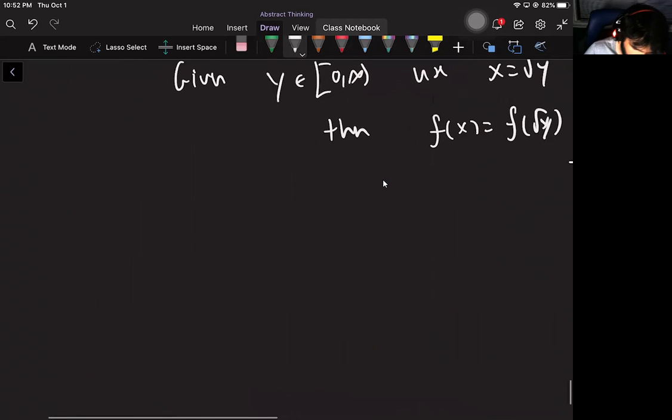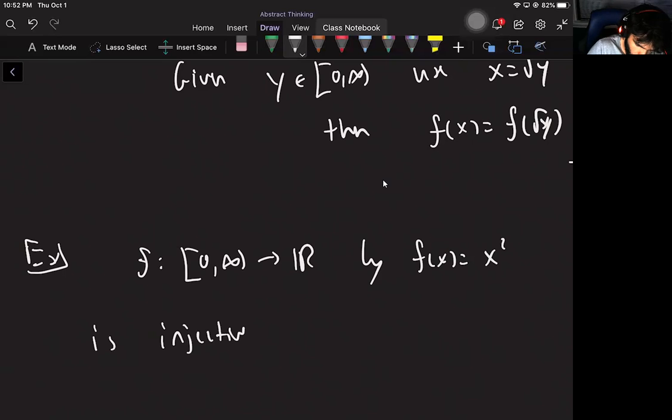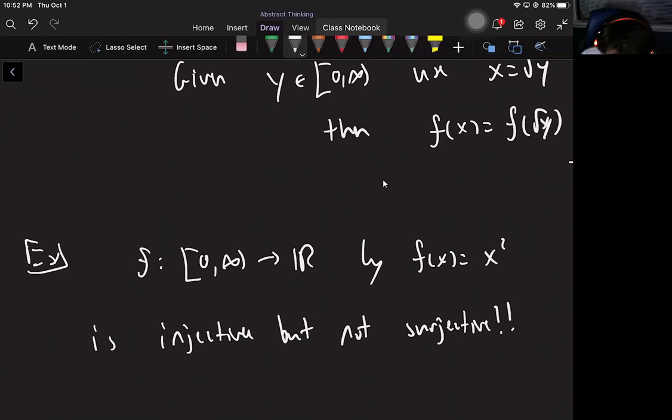So for example, if I go from 0 to infinity as my domain, and I make my codomain R, I use the same function x squared, now it's injective instead, but not surjective. So the opposite of last time.